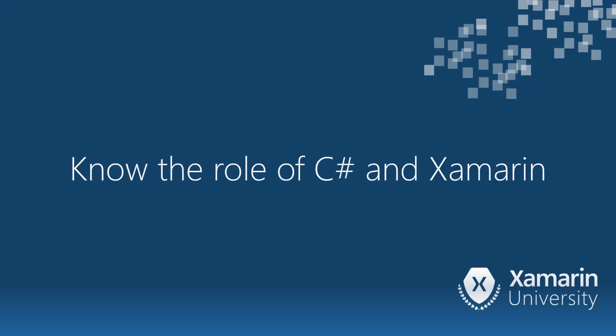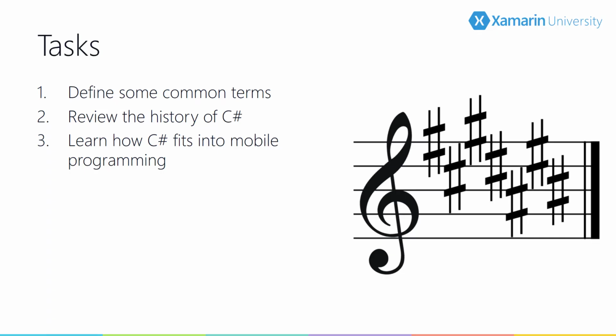So in this first objective, we're going to look at defining programming, and we'll look at how C# and Xamarin work together. To do that, we have three main tasks. We're going to define some of the common terms that you may hear when talking to a programmer. We'll look at some history of C#, what got us to where we are now, and then we'll talk about why C# fits into this mobile landscape.